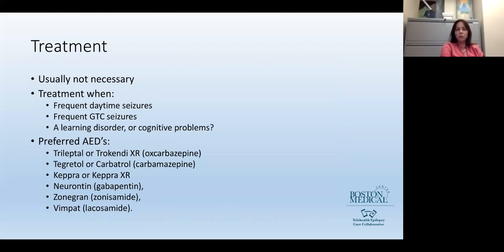So what is the treatment? So usually it's mostly reassurance. If the patient has rare seizures, usually we do not need to treat. If the patient has only nocturnal seizures and they're very brief, we do not need to treat. When do we treat? So we treat if there's frequent daytime seizures. And in my experience, it's mostly due to just anxiety that it provokes in the children.